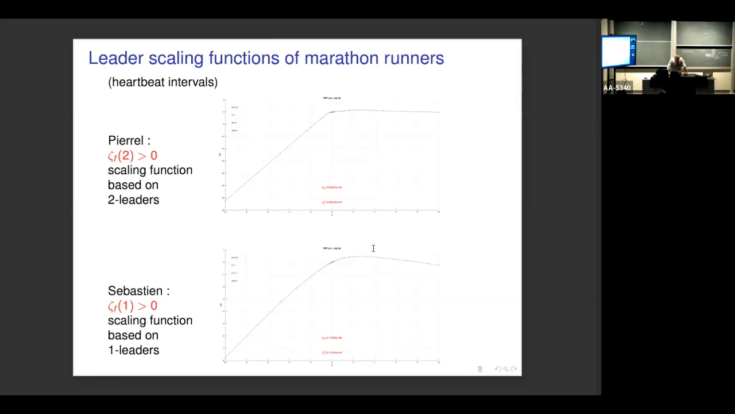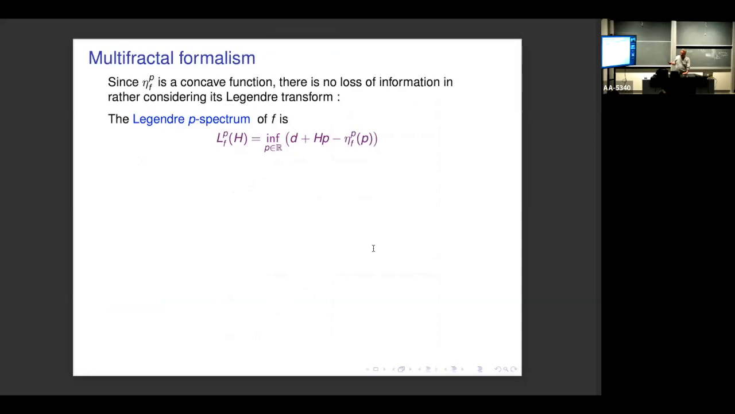You get an analysis based on wavelet leaders, because for this one you have to take p equal 1. This is just an illustration. Okay, and the idea of the multifractal formalism, and we talked a lot about that during the summer school if you were there, is that the Legendre transform of such a scaling function gives some information on what we call the multifractal spectrum, which is a fractal dimension of the set of points where the regularity exponent takes a given value.